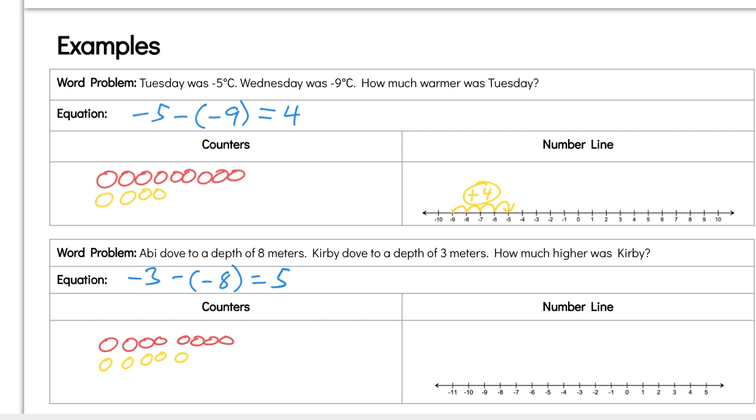What does that look like on a number line? Well, we start at -8, and we add 1, 2, 3, 4, 5, until we get to Kirby's height.